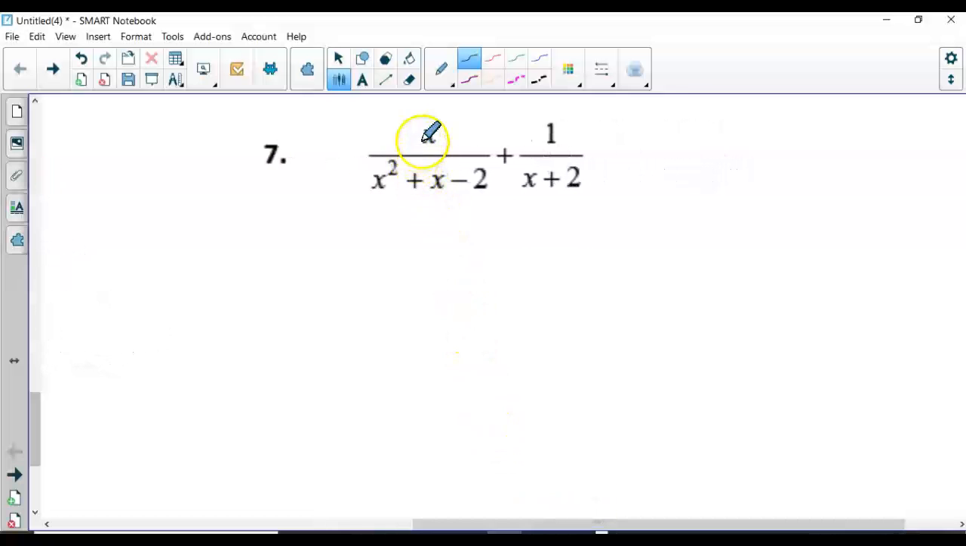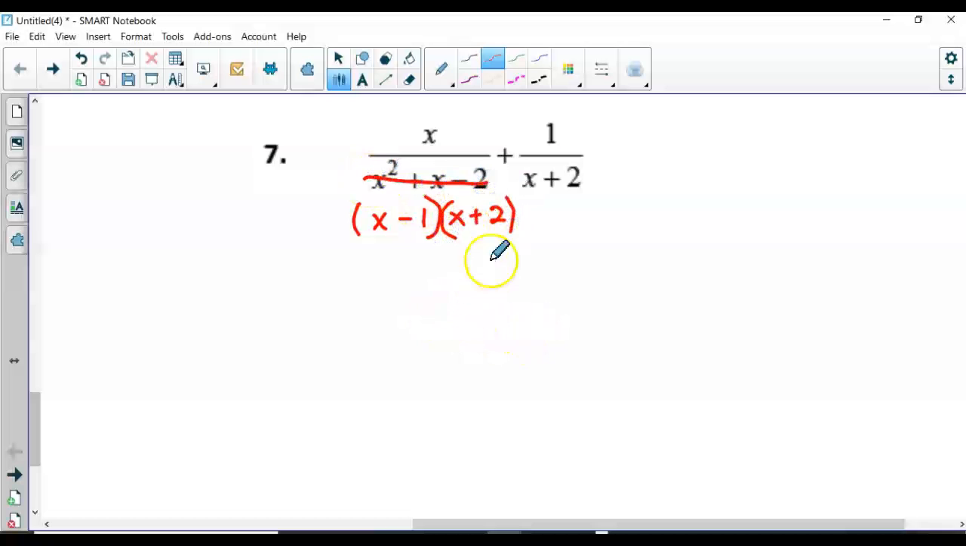Now number 7, we look, and our LCD is going to be the factors of this trinomial and the factor of the binomial over here. So let's go ahead and find our factors of our trinomial. Two numbers that multiply together to make negative 2 and have a difference of 1, which are 1 and 2. So it's x minus 1, x plus 2. And you can use your factoring skills to get that from the other unit.